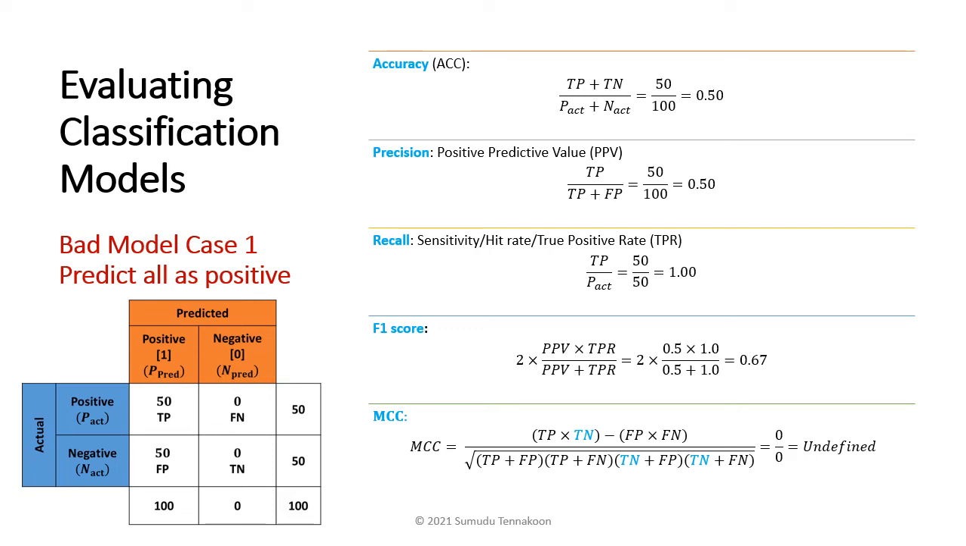But when you compute the MCC, or Matthews correlation coefficient, it will be undefined, because all the terms in the denominator and numerator are 0, giving 0 divided by 0, which makes the number undefined, and so this fails your Matthews correlation coefficient calculation.